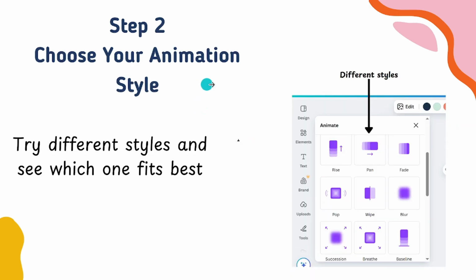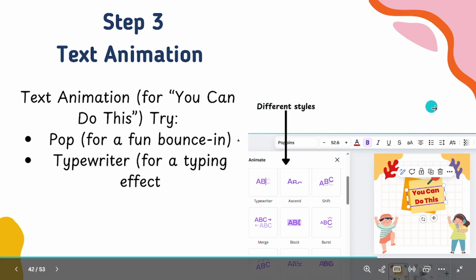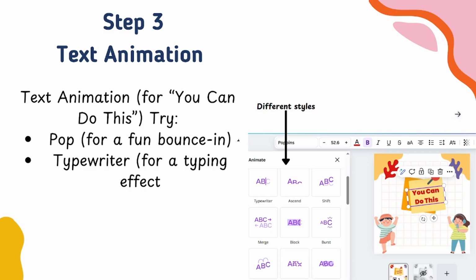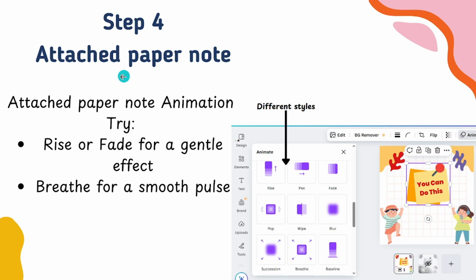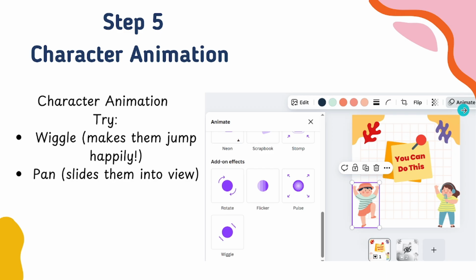So you choose your animation style. See, these are different animation styles that you can use. So you choose the one that fits best. For text animation, you can choose from this. Anyone you want, bounce or typewriter, choose anyone you want. Then for the attached paper, you can choose different animation styles here. Then for the character animation, the same thing.